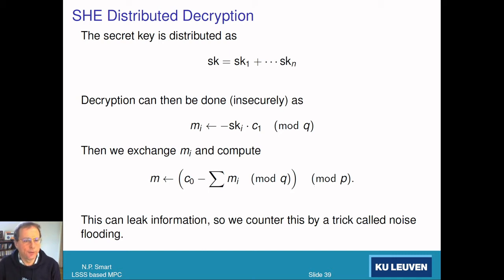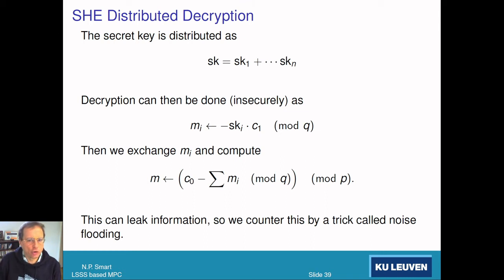Now, this will give you the valid decryption, except it leaks a lot of information, because as everybody transmits MI to everybody else, if player 1 sees M2, then player 1 can work out what SK2 was, because player 1 knows C1. Okay, so they just have to divide M2 by C1 and they'll get minus SK2. So that reveals too much information.